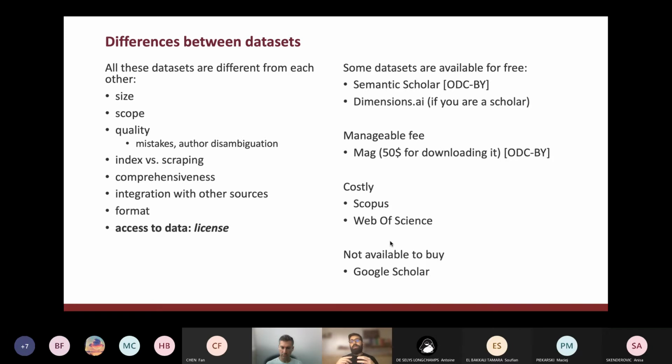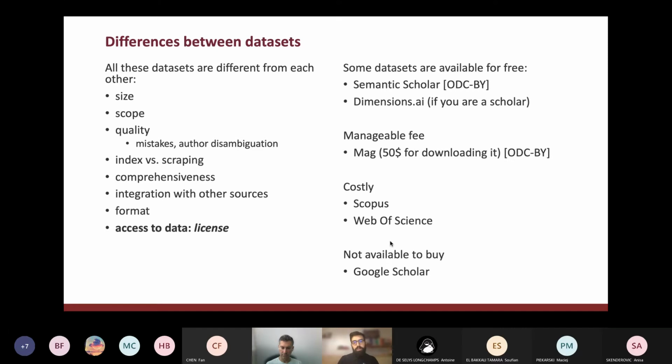So what you are paying instead is the bandwidth for moving MAG from their servers, so Azure servers, to your computer. So that is the fee of downloading it. Otherwise, the MAG dataset is completely free. The ones that are very costly instead are Scopus and Web of Science, because of course you need to pay human labor. So there are people that curate these datasets, and you have to pay them. Not available to buy, not available to download, is Google Scholar. There is no way you can use it.